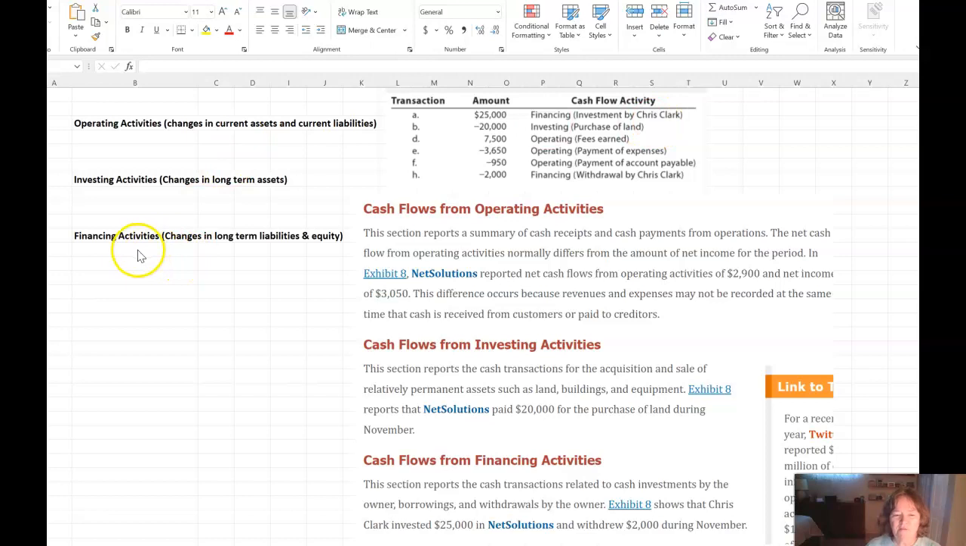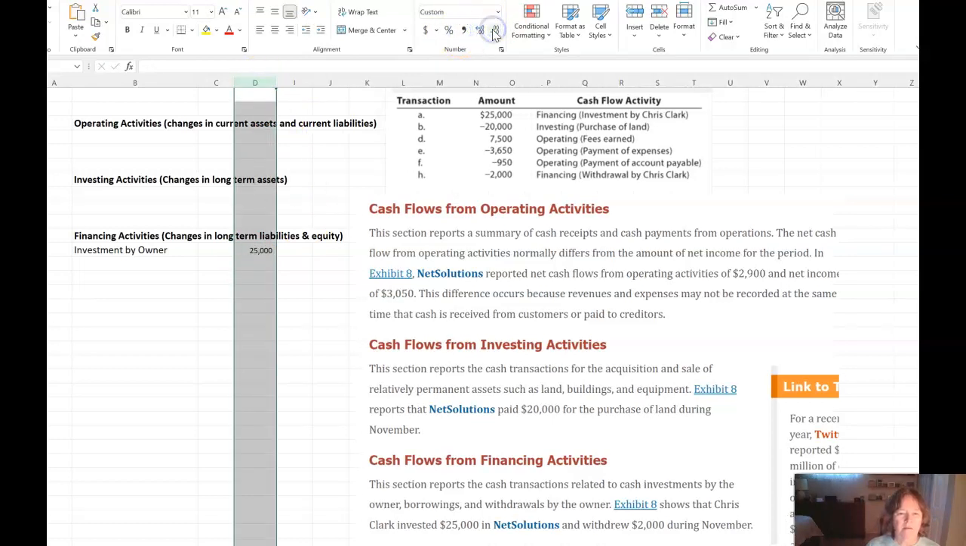An additional investment would be a change in an equity account. So I'm going to put down investment by owner, and that would be $25,000. The way to think about whether it's positive or negative is to think about how it affected cash. If the owner put money into the business, that would increase cash, right?